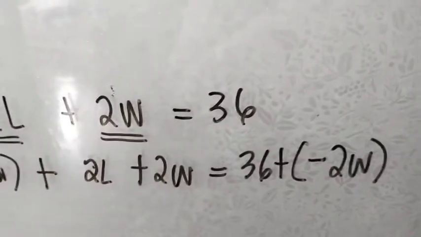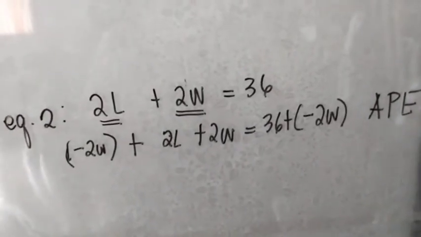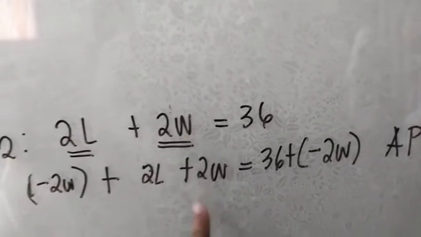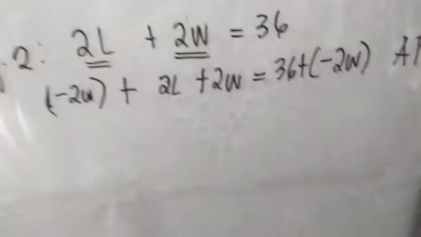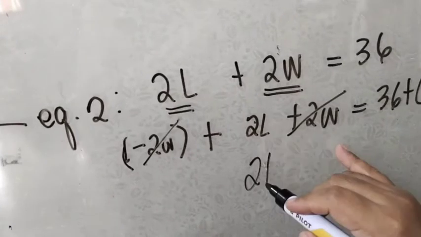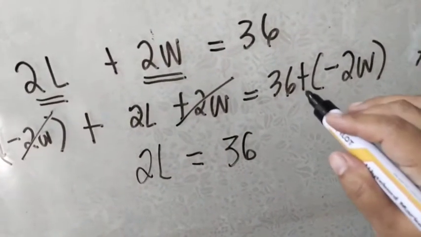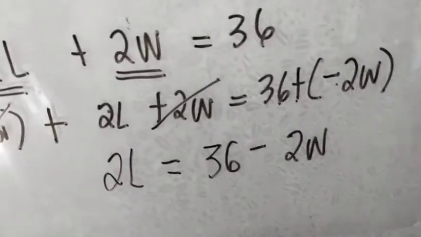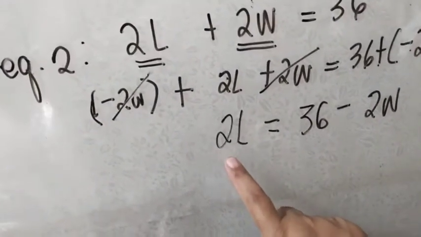Okay, pasensya na kung malikot ang camera. Wala pa magandang camera si ma'am. Next, we all know that negative 2W plus positive 2W is 0. So, 2L na lang yung ating variable dyan. So, 2L equals 36 minus 2W. And then, sabi natin, L lang ang kailangan. So, kailangan to maging 1.